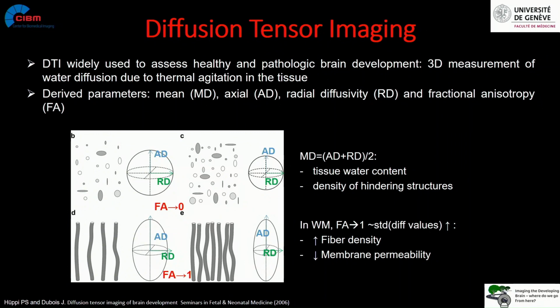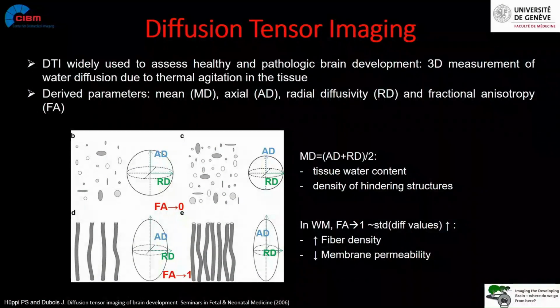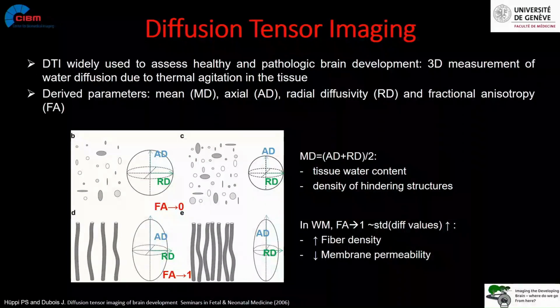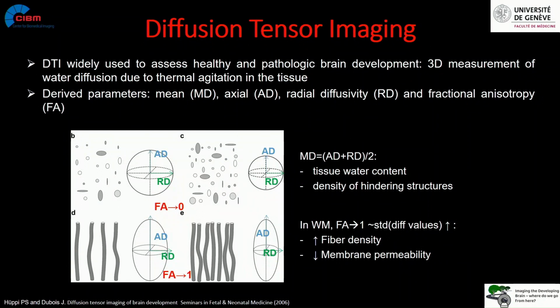If you are in a white matter structure, so you have these fibers, it's like if you have some hose pipes, for instance. So you see that you have one principal diffusion direction along the fibers, and the radial is shorter. And if you increase the fiber density, for instance, you will reduce this radial diffusivity, and the fractional anisotropy is going to increase.